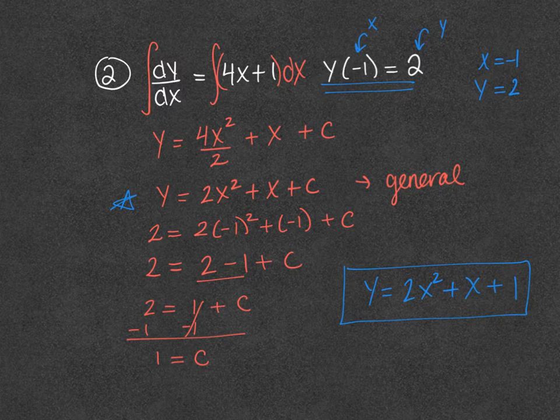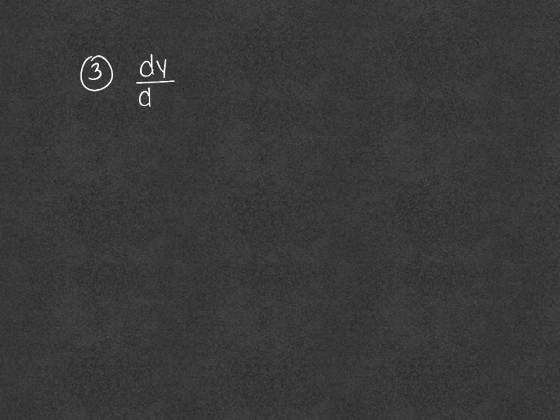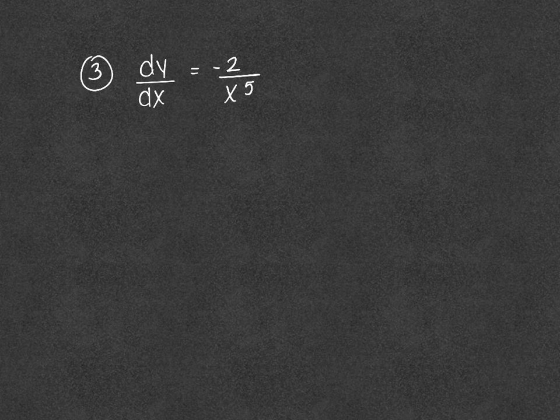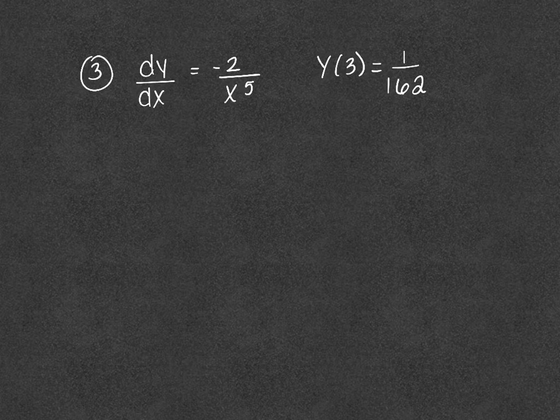All right, let's try a couple more. Okay, so number 3. Given dy/dx is equal to negative 2 over x to the 5th, with an initial condition of y of 3 is equal to 1 over 162. If you want to try this on your own, remember, you can always pause the video, try it, and then hit resume, but I'm going to go through all of the explanations. To solve this one, we integrate both sides, right? And again, adding a dx.